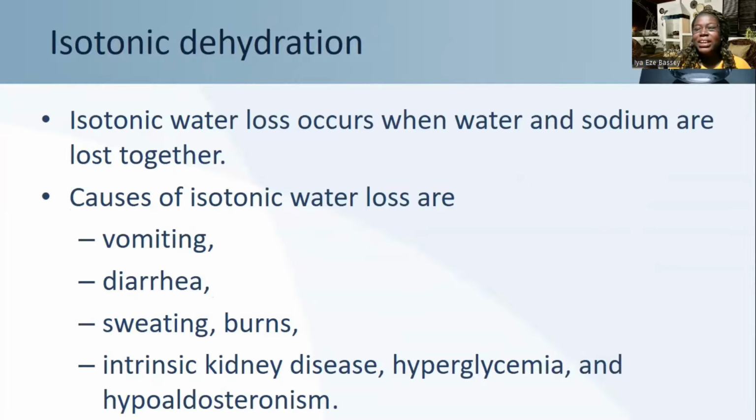All right. And this kind of case occurs when you're vomiting, if you have diarrhea, if you're sweating, when I mean sweating, I mean profusely sweating, if you have burns, especially those of the second and third degree where you're losing fluids that look more like plasma from your body, and then intrinsic kidney disease, hyperglycemia, high levels of sugar, hypoaldosteronism. So if you have these kinds of conditions, the kind of water loss you will be having will be the isotonic water loss, resulting in isotonic dehydration.